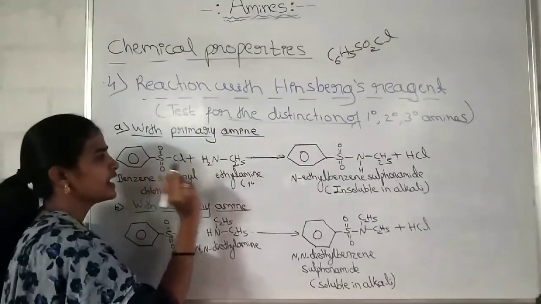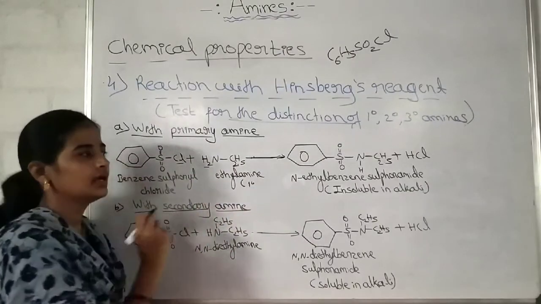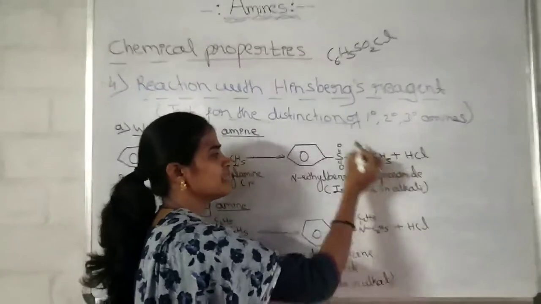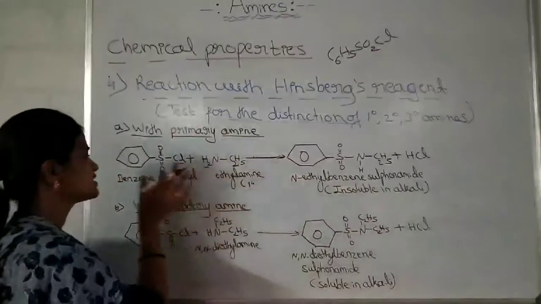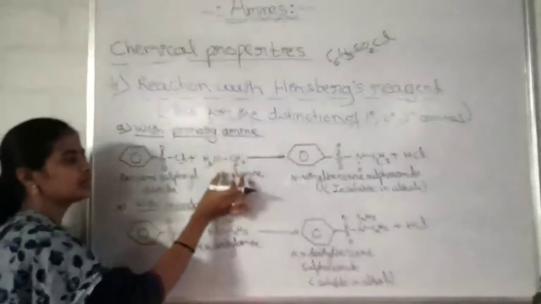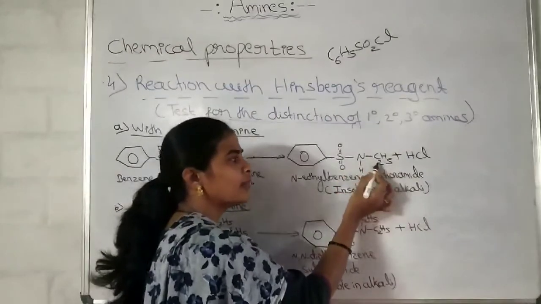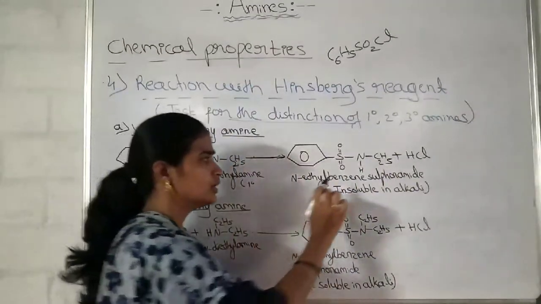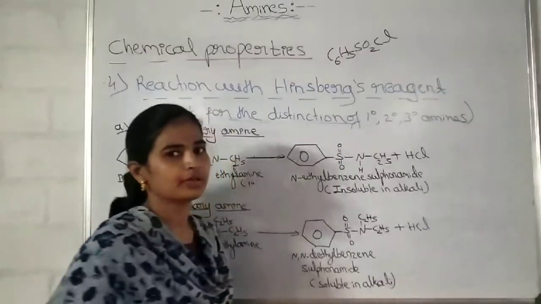Elimination of HCl takes place: one H from here, one Cl from here. Elimination of HCl takes place by forming N-ethyl benzene sulfonamide. This is the structure of benzene sulfonyl chloride. When it reacts with ethylamine, it forms N-ethyl benzene sulfonamide plus HCl; with the elimination of HCl, this is formed.